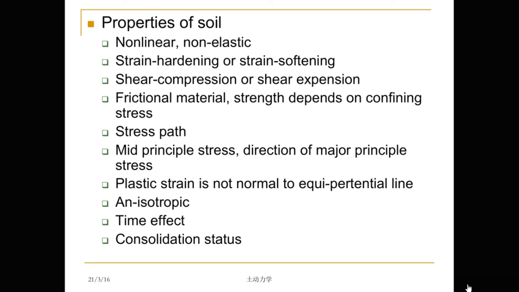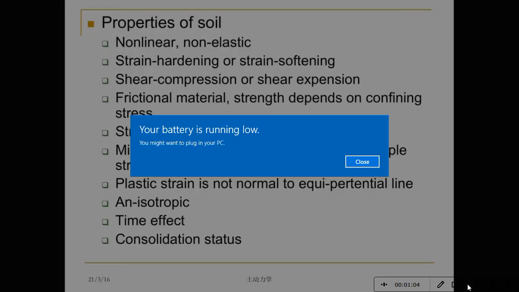When we apply the construction load on the soil, this load will generate a higher excess pore water pressure, and after a long time, all the excess pore water pressure dissipates, and the soil turns to another state of normally consolidated soil. But if you remove the construction load, now the soil tends to become over-consolidated soil.